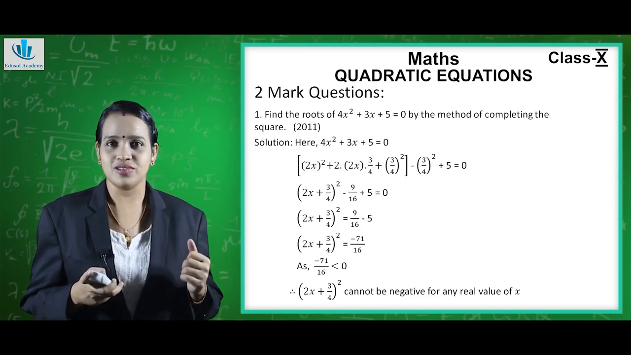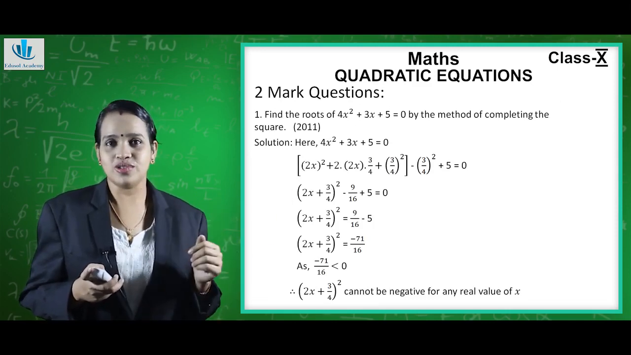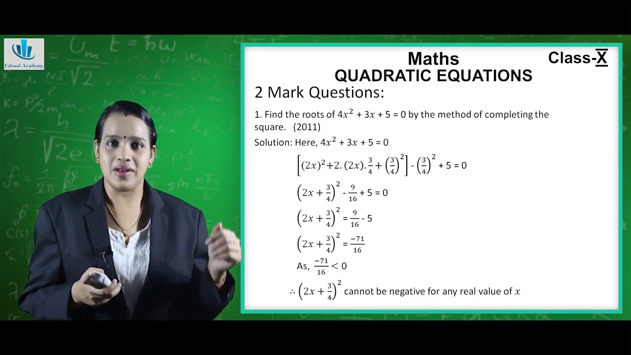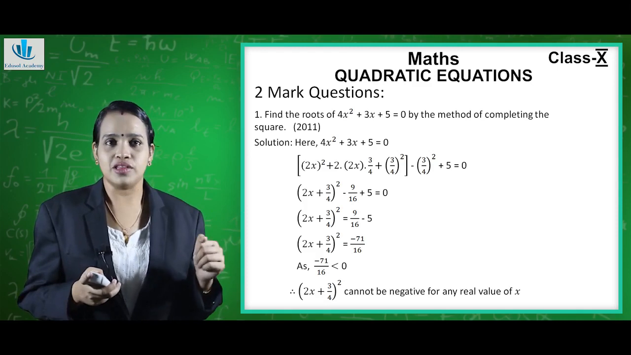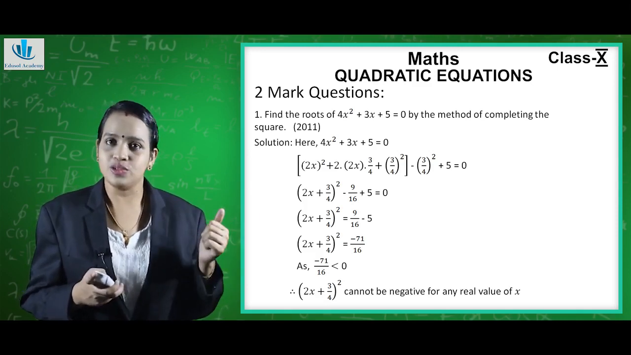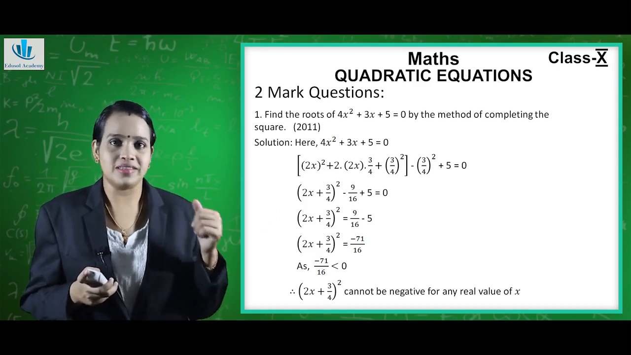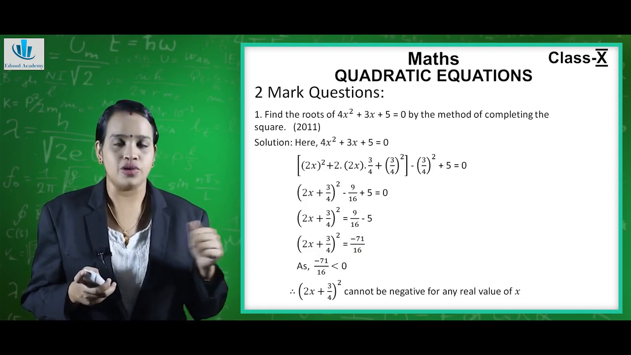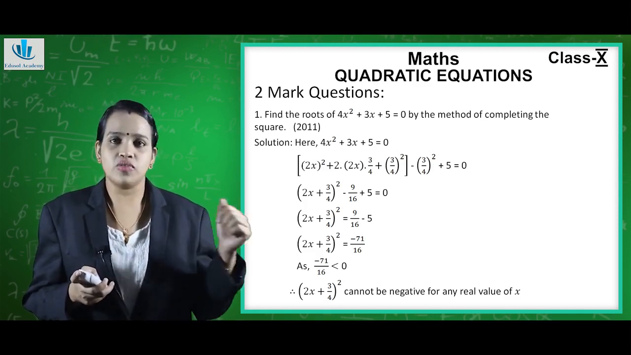Now, we will see how to solve 2 mark questions. So, our first question is, find the roots of 4x raised to 2 plus 3x plus 5, which is equal to 0, by the method of completing the square. This question has appeared in the year 2011. Here you can see that 4x raised to 2 plus 3x plus 5 is equal to 0. Now, it is said that we have to use the method of completing the square. So, we will square it.